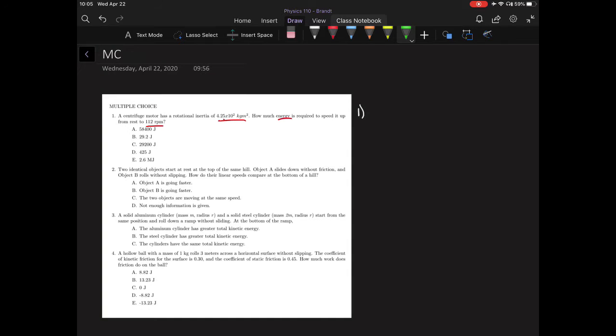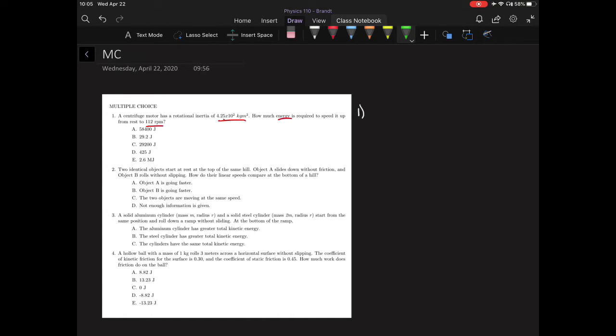All right. Multiple choice for lesson 29. Question 1, we're looking for a motor that has rotational inertia of 4.25 times 10 to the squared kilograms per meter squared. We're trying to find the energy that it takes to speed it up from rest to 112 rotations per minute.